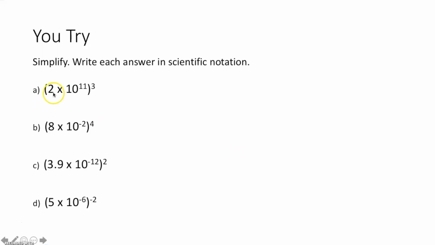Okay, let's knock these out. So again, this is 2 to the 1st power, this is 10 to the 11th. Since it's power to a power, we have to multiply those. So it's going to be 3 times 11 and 3 times the 1 power that we have with the 2. So it becomes 2 to the 3rd times 10 to the 33rd. Now what's 2 to the 3rd? 2 times 2 is 4 times 2 is 8. So it would be 8 times 10 to the 33rd, and you're done.